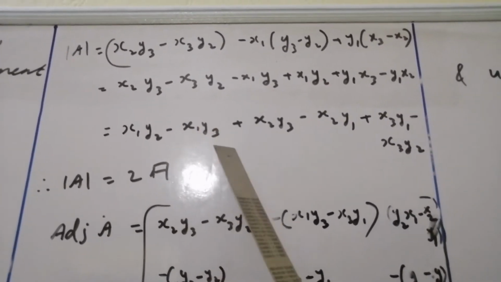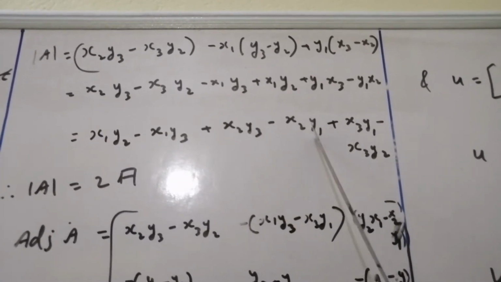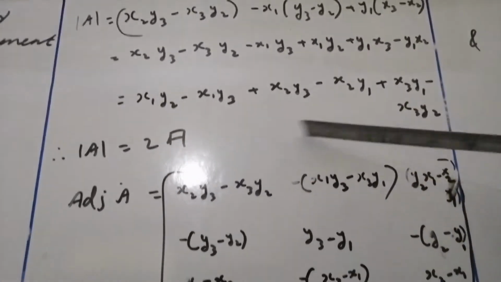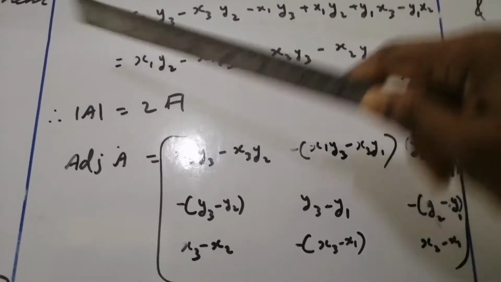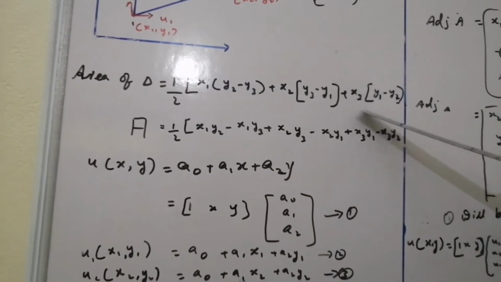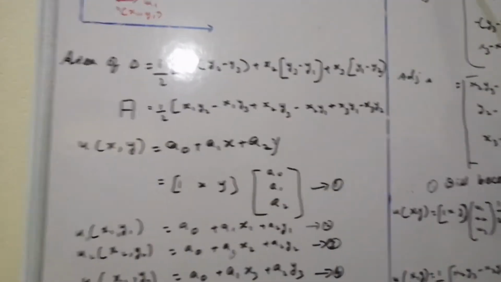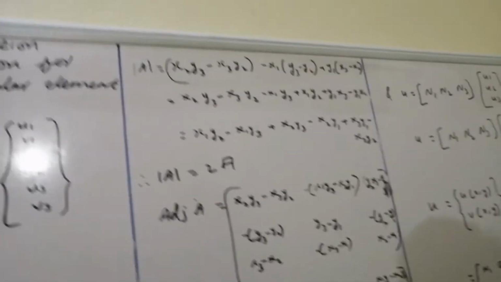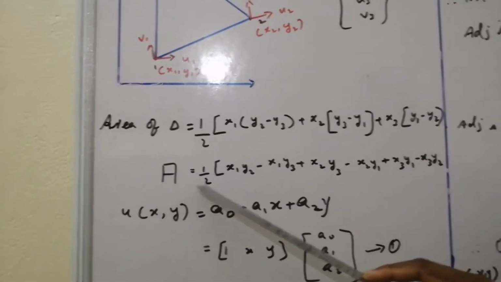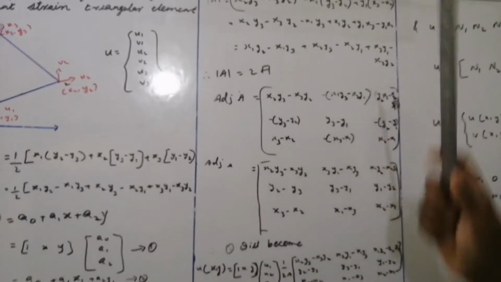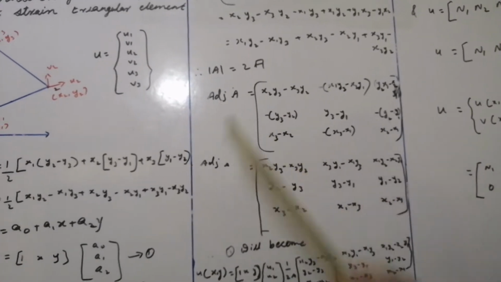x1 y2 minus x1 y3 plus x2 y3 minus x2 y1 plus x3 y1 minus x3 y2, and this is a similar term, that is, we are already seeing this in here. That is, half area equals half of this thing, and we can write this thing as 2 into A. So determinant A equals 2 into area, and we already know how we can find the adjoint of A.